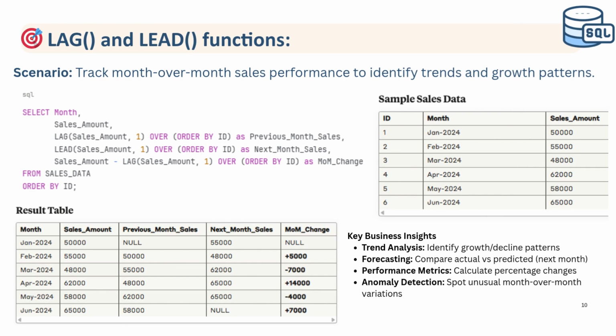Lead and lag are powerful analytic functions that let you access the next or previous row's value, great for analyzing trends over time, like monthly sales. The lag function looks backward, whereas lead looks forward.